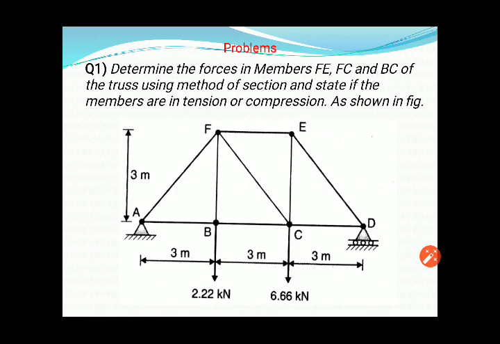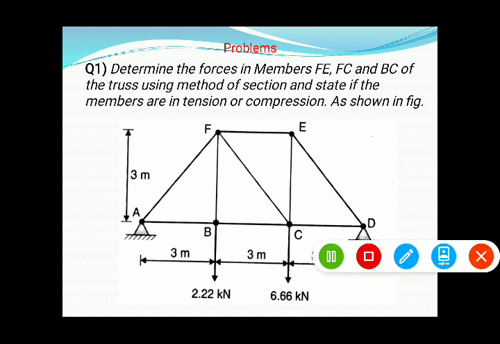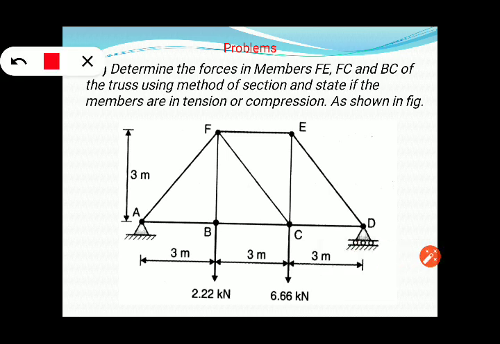First numerical, determine the forces in members FE, FC, BC of the truss using method of section and state if the members are in tension or compression as shown in figure. So where are these members? FE is at the top, FC is that inclined member. So which are these three members? FE, FC and BC.